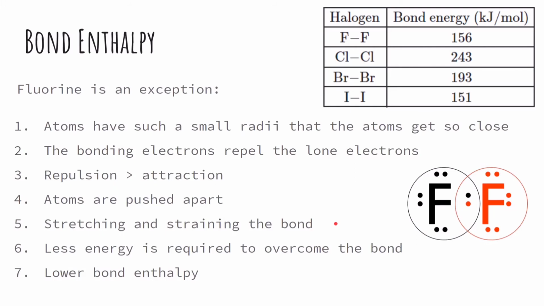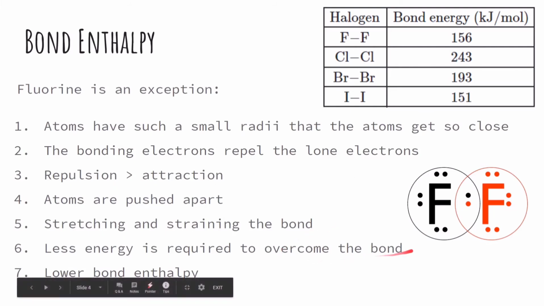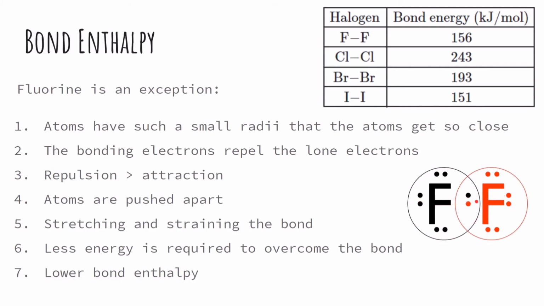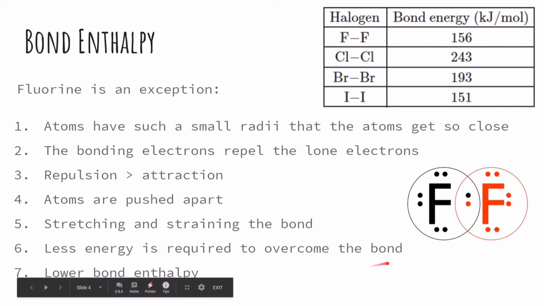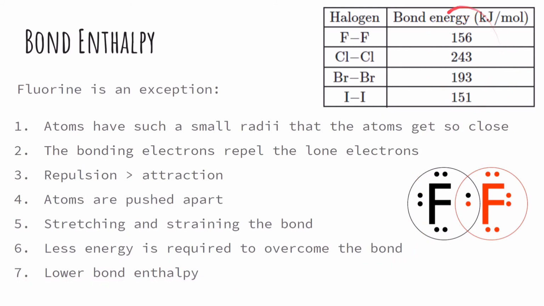And this means that less energy is required to overcome this bond because the bond is stretched out and strained because of the repulsion. And this means that fluorine has a lower bond enthalpy, making it an exception to this pattern.